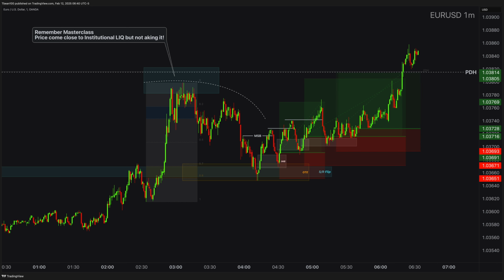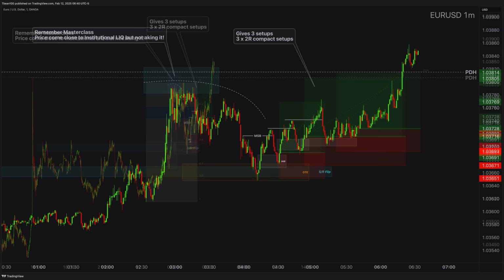Notice how the structure keeps breaking until it takes out the previous day high. This gives you 3 times 2-hour setup chances. If you miss one, you can take the other one.